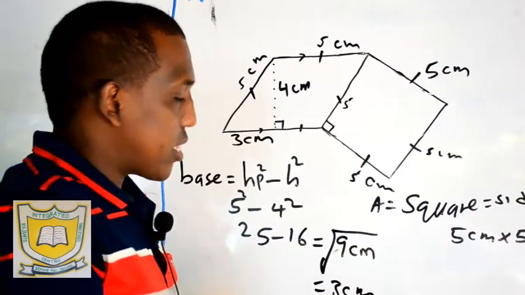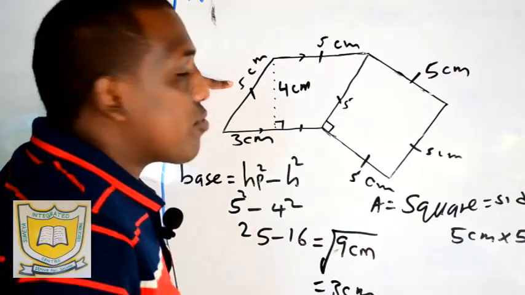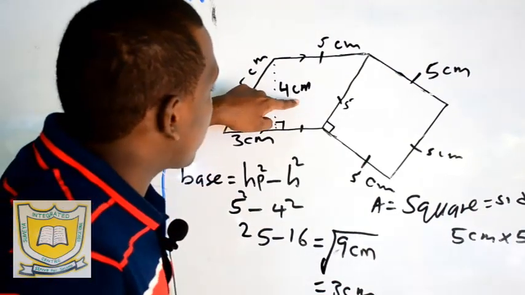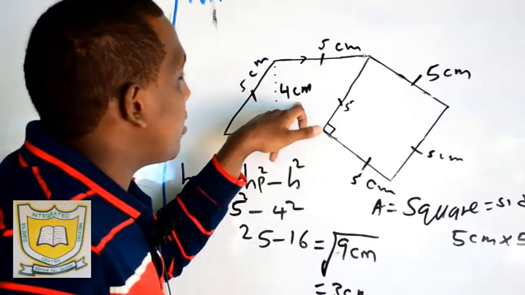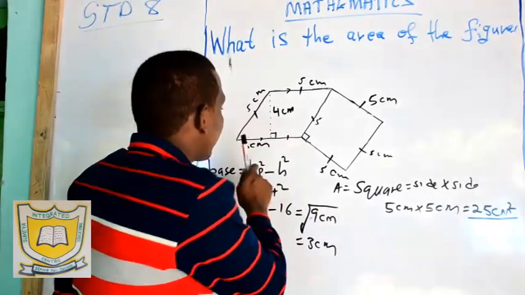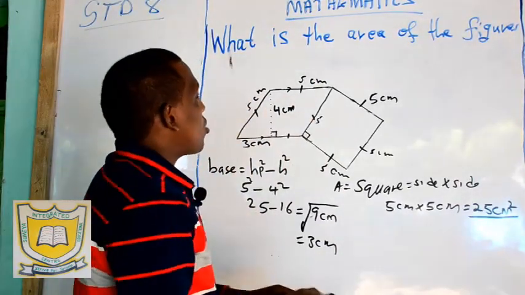Here is 3 centimeter. We did it before. 5 times 5, 25. 4 times 4, 16. 25 minus 16 is 9. Square root of 9 is 3. That's how we get it.